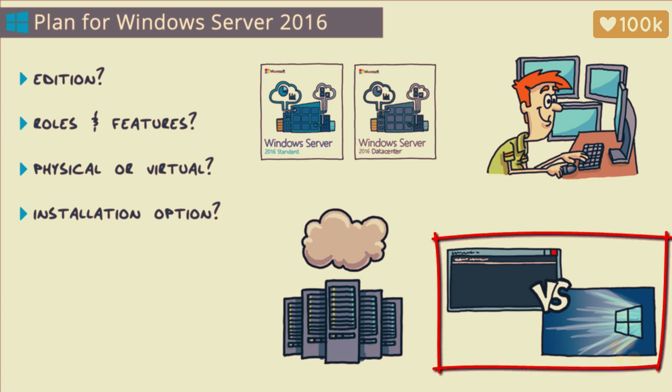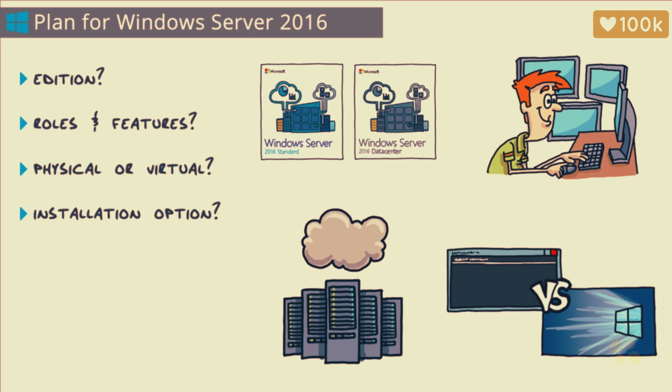And finally, what installation option do we need? We have 3 of them now in Server 2016. We have the desktop experience, which is the full GUI. We have Server Core, which is a command line only, lightweight version of the OS, and we have the brand new Nano Server, which is an extremely small, lightweight, and headless version of the OS. Your decision there will also depend on the workload that's running on these machines and how you plan on managing it down the road.